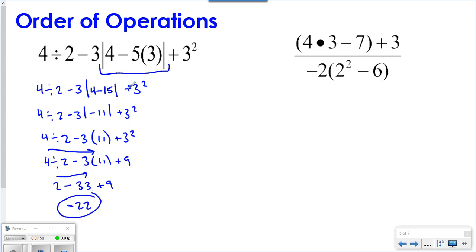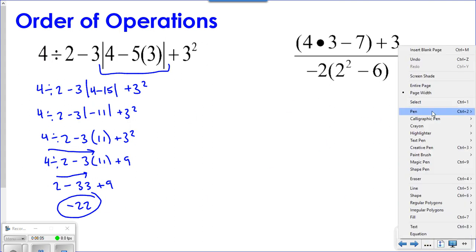Now, if you're more comfortable combining a couple steps, I'm okay with that. So pause the video, try the second question, and see how you do with that one.